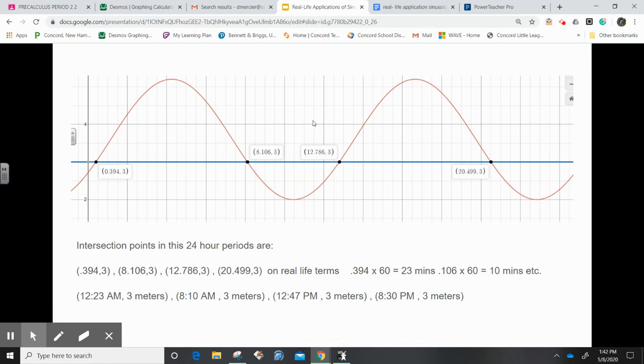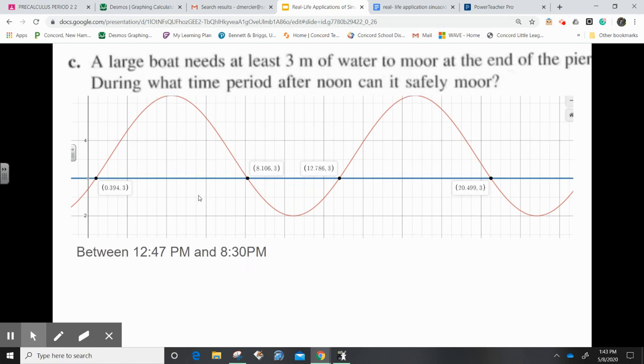So the question is, when can I safely be in the water past noon? Noon is 12, so I'm looking for this hump right here. This is when I'm going to be above that. So I'm going to be in between 12:47 and 8:30 p.m. I can safely do my boat.